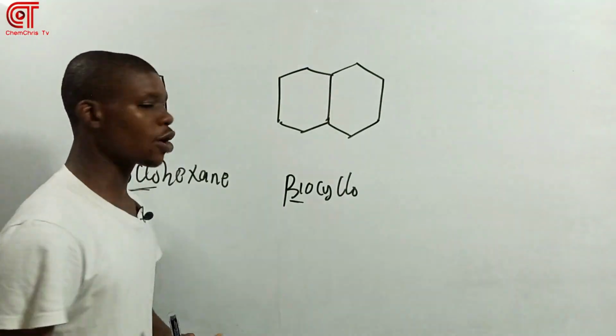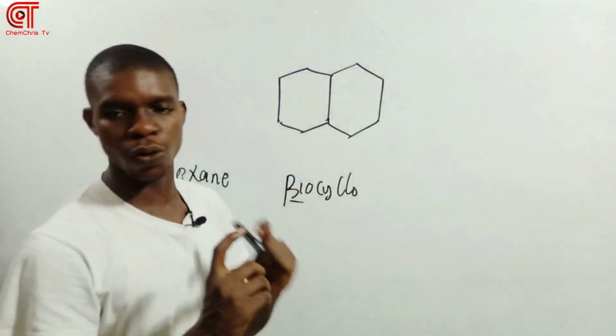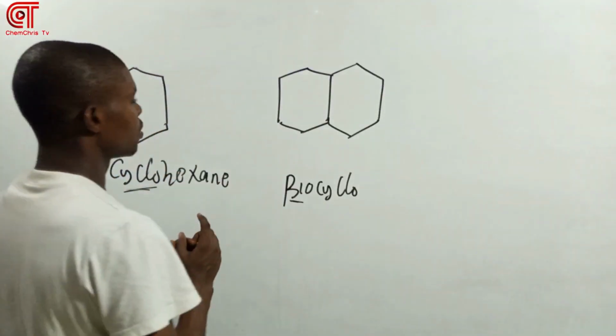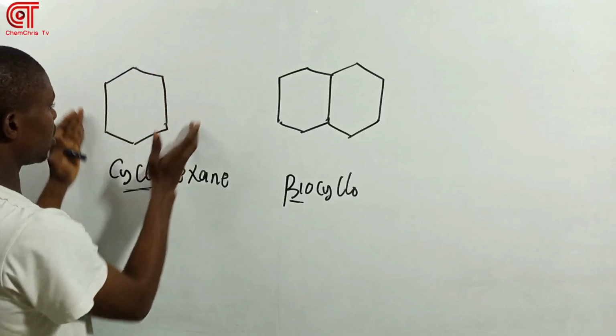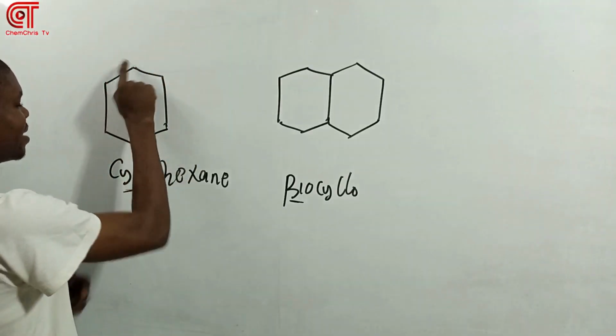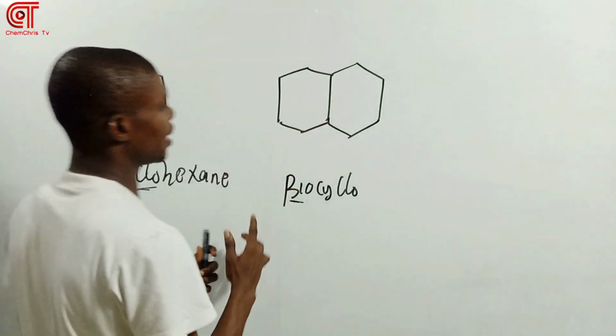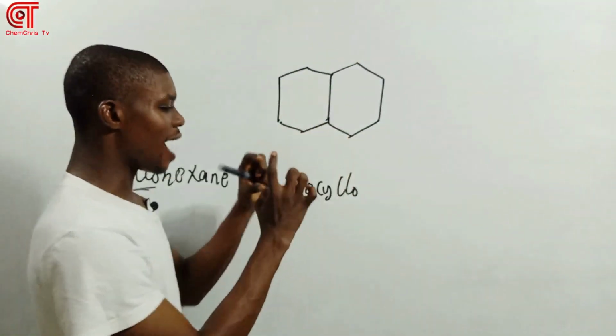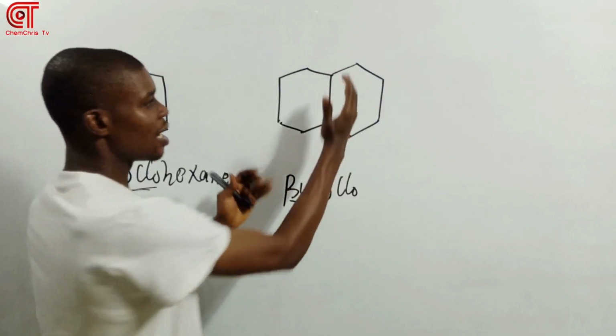So now in bicycle compounds, there are some key things you need to take note of. Now this one here is only having one ring. How many carbon atoms do we have here? We have 1, 2, 3, 4, 5, 6. Do you get that? But this one here, because I fuse them together, I have 2 points where they connect. I have this one here.